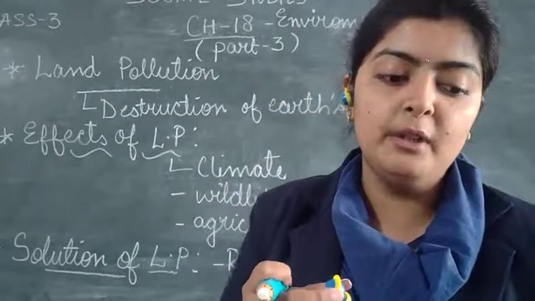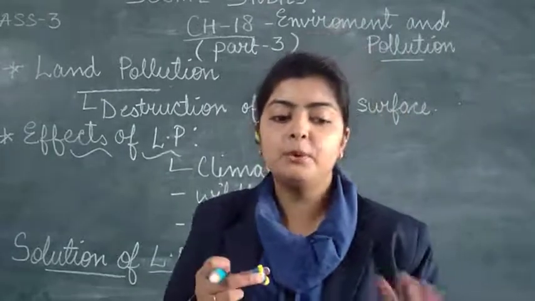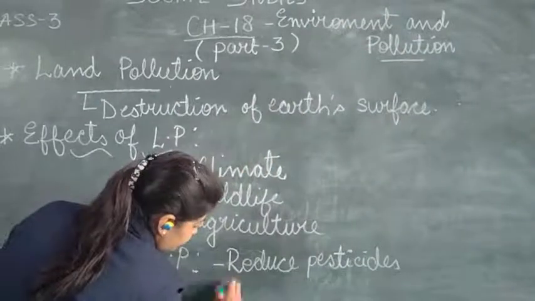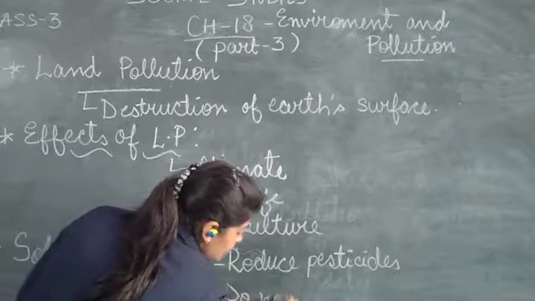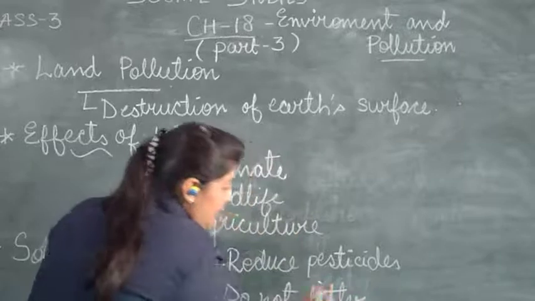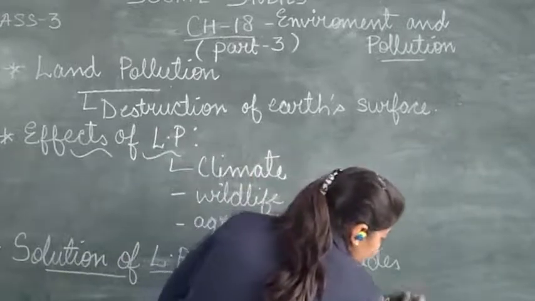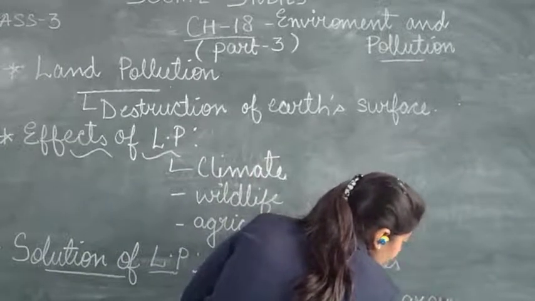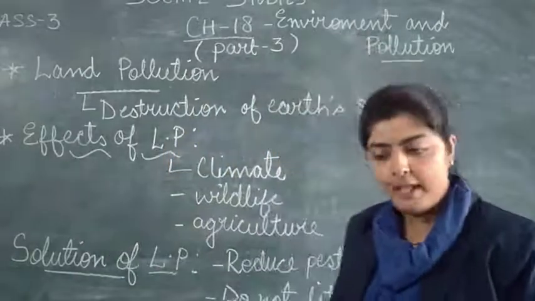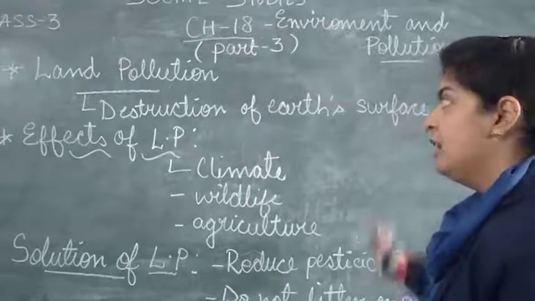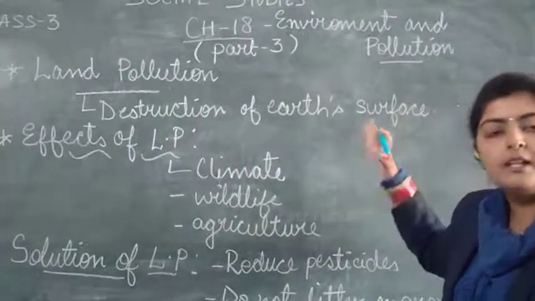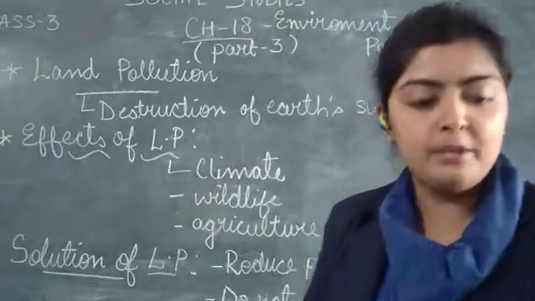So ensure not to litter on the ground, and dispose of garbage properly. Do not litter on the ground. Litter means throwing away garbage. Do not litter on the ground. Right? So these are all the topics we need to cover, so that the destruction of the earth's surface is reduced. That's all we have for today on land pollution.